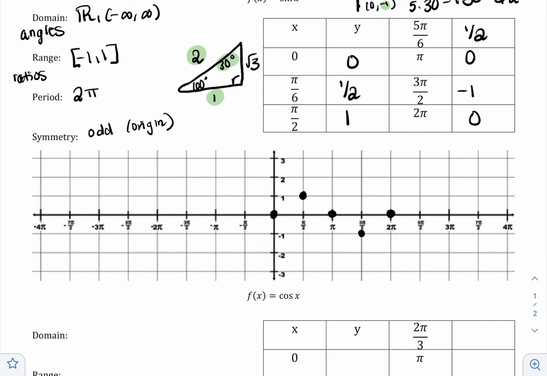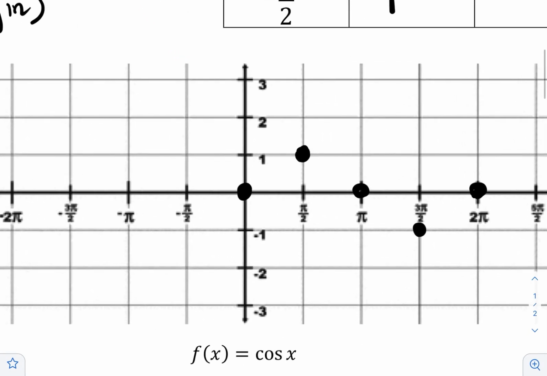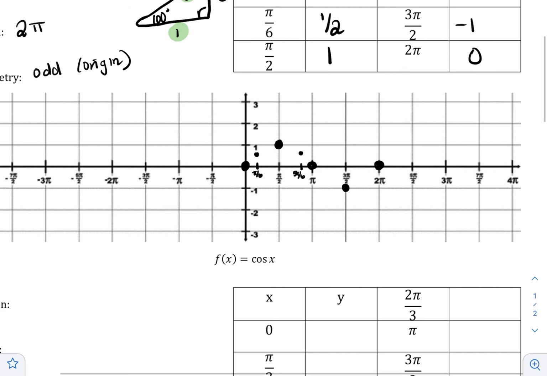Next, I'm going to graph the pi over 6 and 5 pi over 6. So pi over 6 is going to be 1/3 of the way in here, and that's going to be 1/2. And 5 pi over 6, which is 150 degrees, will be 2/3 of the way here, in between pi over 2 and pi. So this is going to be a positive 1/2. Now, of course, if I didn't know what it looked like, I would do more and more points. But I just wanted to show you where the picture comes from.